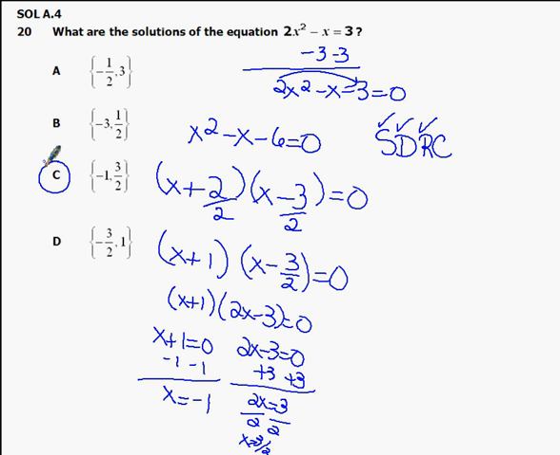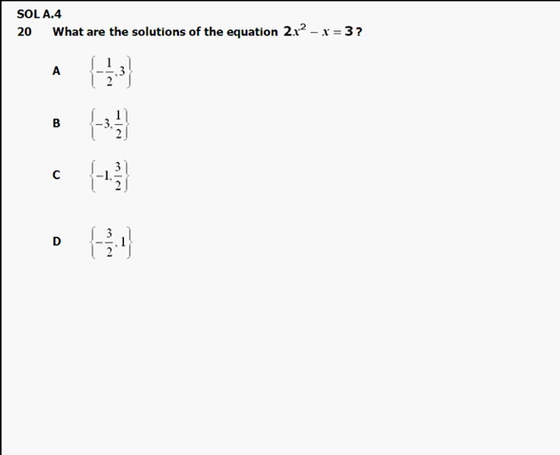Let's factor the same problem by splitting our middle term and then grouping. We do need to set our equation to 0 first, however. So now we're going to start again with 2x squared minus x minus 3 is equal to 0. To split the middle term, we're going to keep the first term. We're going to keep the last term.